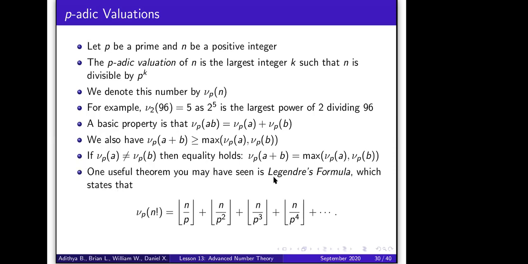So some other facts about VPs. You might have seen Legendre's formula before, which gives you the VP of n factorial. You might have seen this in the context of, say, MATHCOUNTS or AMC, where they ask you to find the number of zeros at the end of a factorial. And in that case, you're going to want the V5. So does anyone have any questions so far?